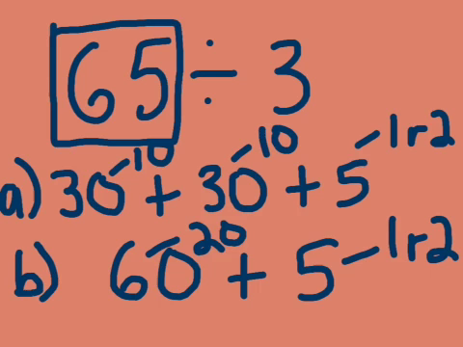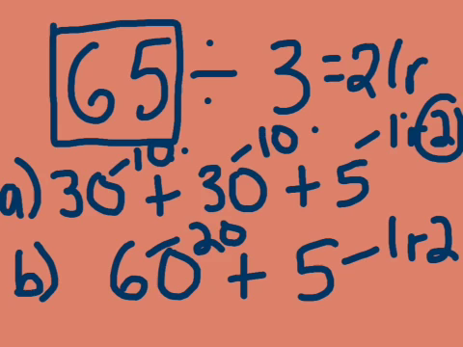So both of these options are going to give us the same answer. Up here we have 10 groups of 3, then another 10 groups of 3, and then one group of 3. And altogether that gives us 21. But we can't forget our remainder, so we have a remainder of 2.